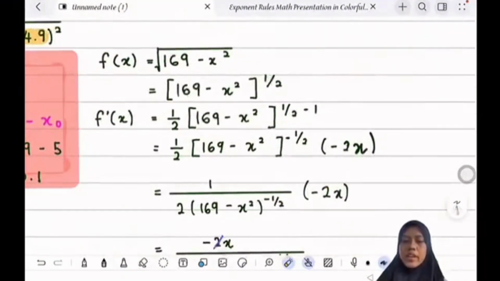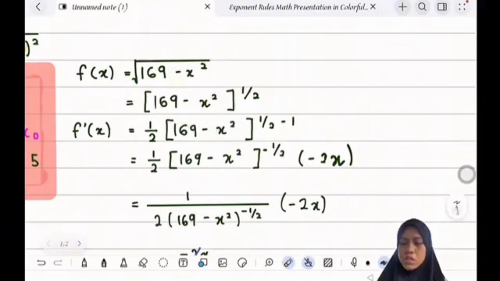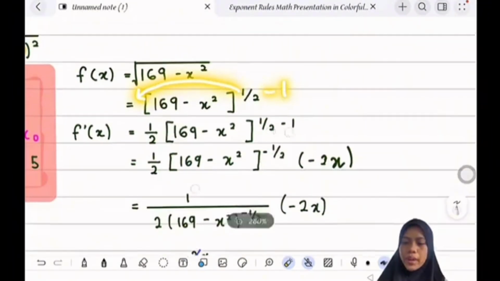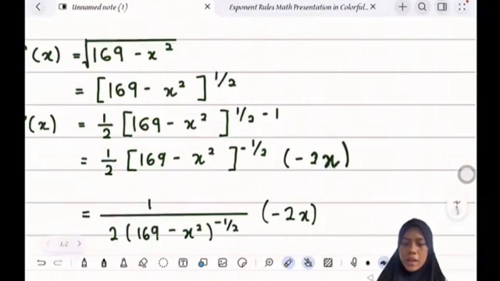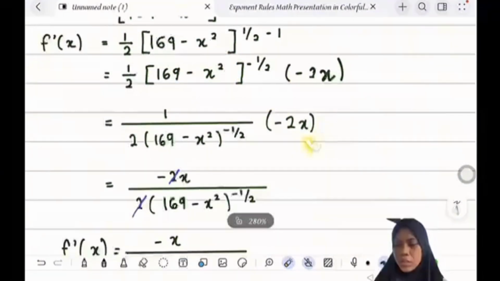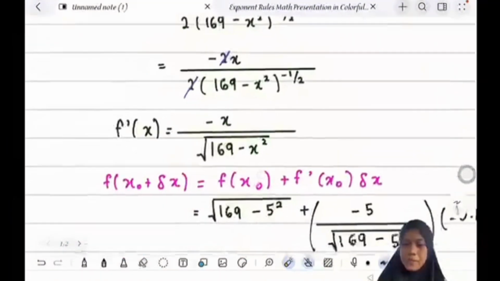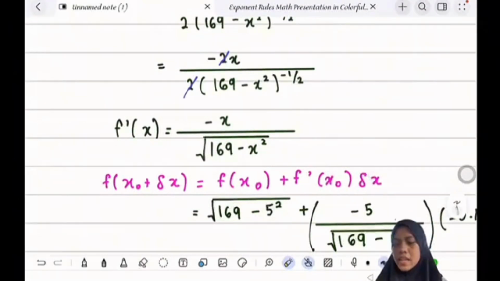And then we need to find f(x). We can write it as in brackets 169 minus x squared, to the power of 1 over 2. For f prime of x, we need to differentiate f(x): bring the power to the front, and the power minus 1, so 1 over 2, and in brackets we just copy this, and we differentiate the value inside and put it on the outside. Then you can write it like this, and make sure to cancel if there is a value that can be cancelled. And we can write f prime of x as negative x over the square root of 169 minus x squared.